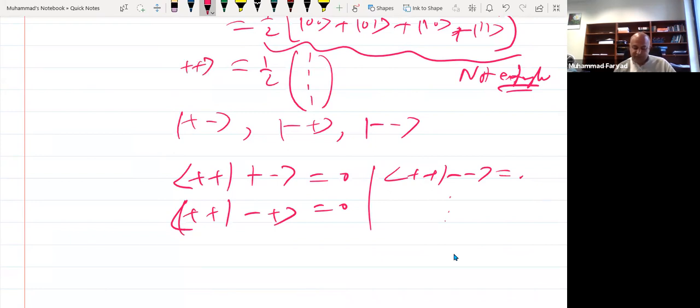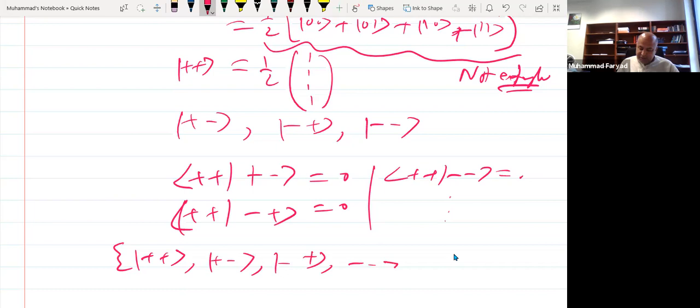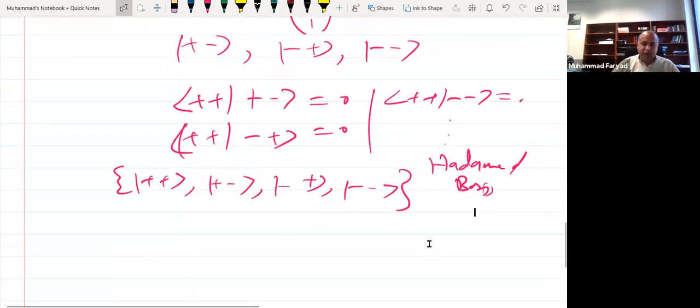And you can check that the magnitude of all of these states is 1. For example, this is plus-plus. If I find its magnitude, it is 1 squared plus 1 squared plus 1 squared plus 1 squared, which is 4, and 1 over 2 whole squared is 1 over 4. So 4 by 4 is 1. So they are normalized. So this is another basis: plus-plus, plus-minus, minus-plus, minus-minus. You can call it the Hadamard basis. This is another basis that can be used to represent states of two-qubit systems. Any questions about these two-qubit states?